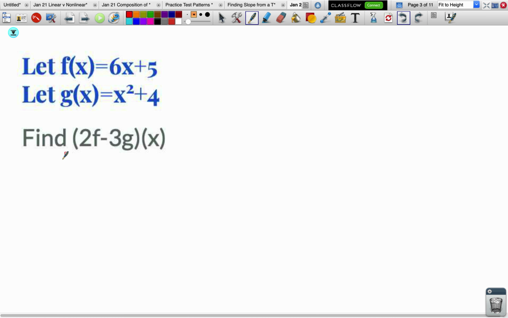All right, let's practice a linear combination. Let f of x equal 6x plus 5. Let g of x equal x squared plus 4. And I want to find an expression for 2f minus 3g of x. So first I'll rewrite this as 2 times f of x minus 3 times g of x. It's sort of like we're distributing that g in, but that's not exactly what's happening. But we are allowed to rewrite it like this.